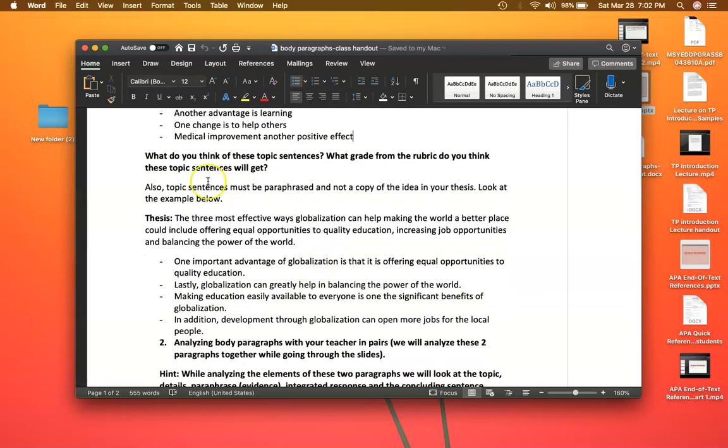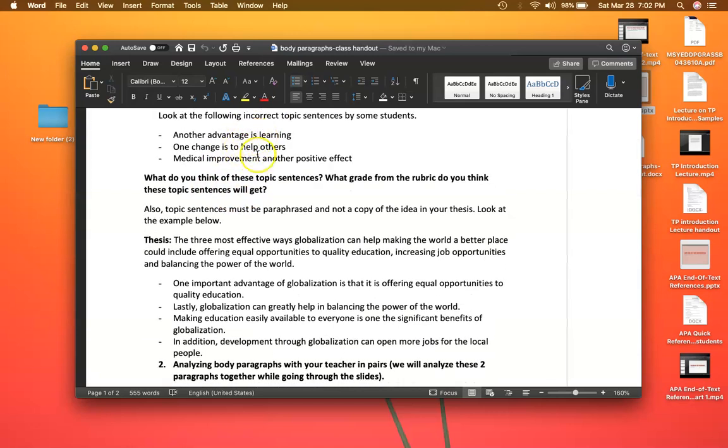Now look at this one. What do you think of these topic sentences? What grade from the rubric do you give them? I'm asking you about this. You can decide on the rubric what grades these topic sentences should get. If you give them an A, then seriously, you are not ready to write your own topic sentences.